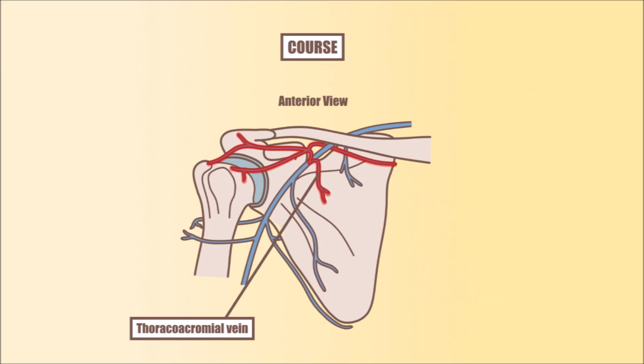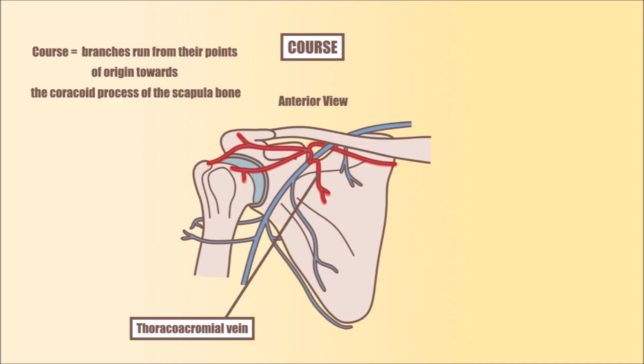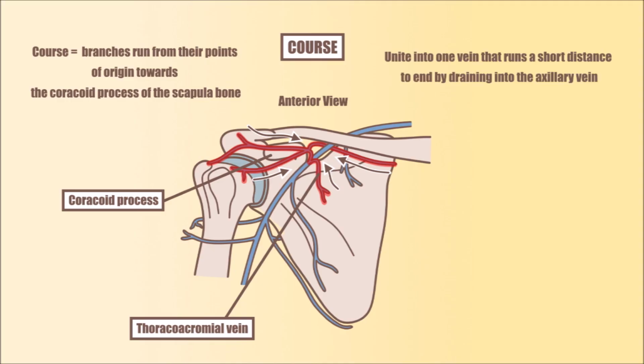What is the course of this vein? The 4 branches run from their points of origin towards the coracoid process of the scapular bone. Here they unite into one vein that runs a short distance to end by draining into the axillary vein. The axillary vein can be seen here highlighted in yellow.